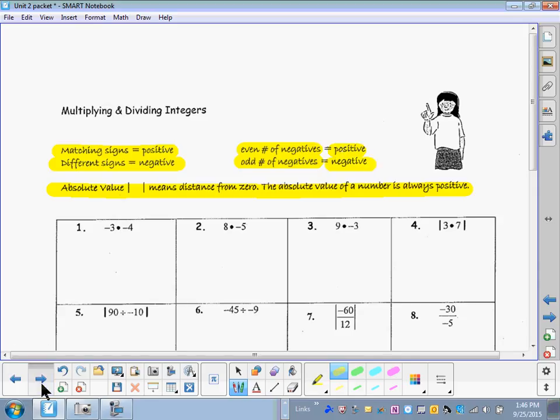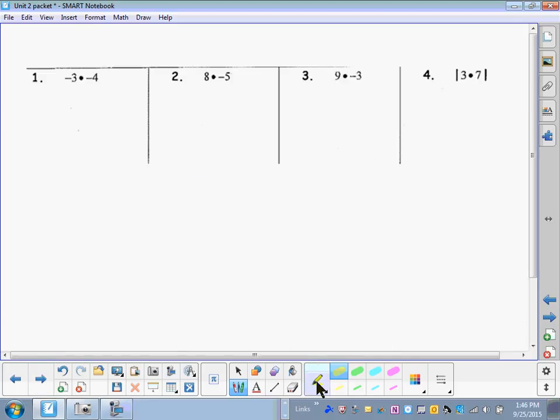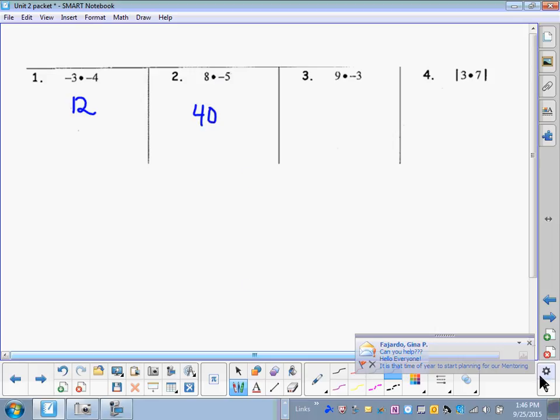Let's work a few together. Number 1, -3 times -4. So let's just multiply 3 times 4, which is 12. We have an even number of signs, so it's a positive 12. Number 2, 8 times a -5. 8 times 5 is 40. I have one sign, so it's a -40.